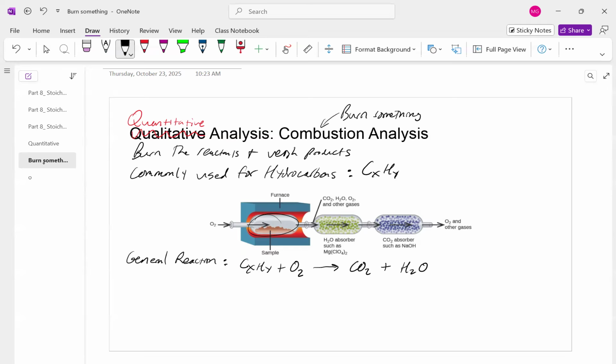Now, in this diagram, we can see that the water is trapped by some absorber. They take the mass of that, they can figure out how much water was produced. And you do the same thing with carbon dioxide. Carbon dioxide goes through the first absorber. It doesn't get absorbed by water, but gets absorbed by something like sodium hydroxide, and they can calculate the change in mass of that.